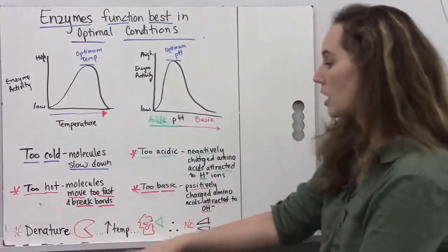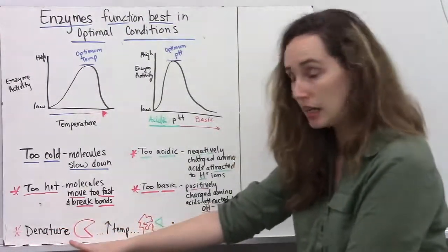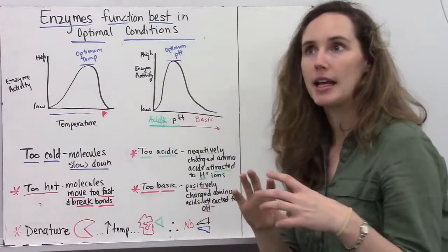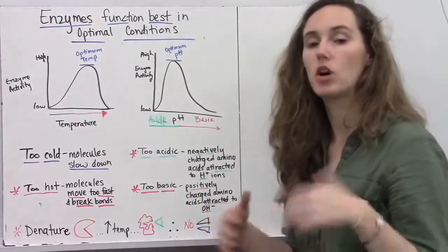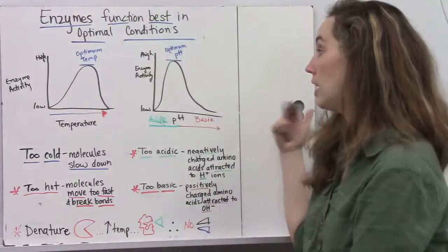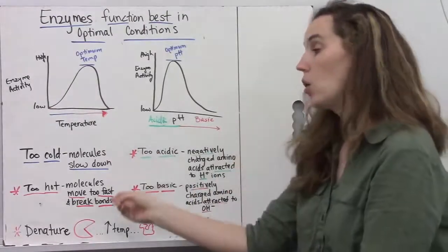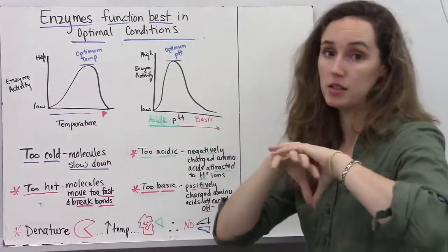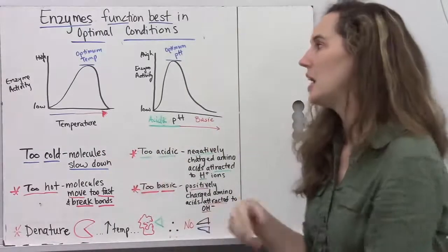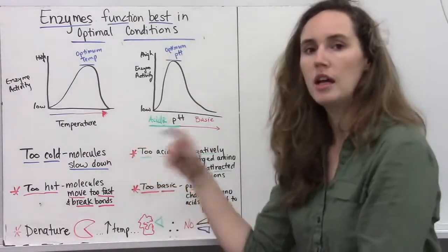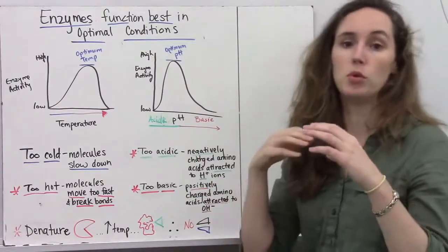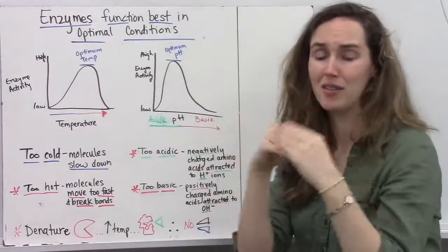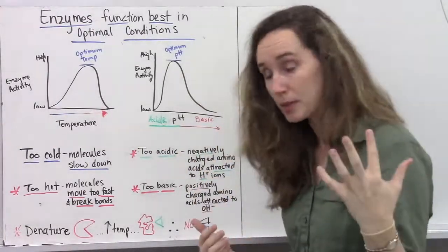Here's my little diagram. And the super sassy science name for the shape changing so much that it can't do its job anymore is called denaturing. So if the environment is too acidic, too basic, or too hot, the enzyme will actually denature. Bonds will break, and the enzyme will come apart. Now, if it's too cold, the enzyme's not going to break, it's just going to be moving so slowly that not a whole lot of interaction between enzymes and substrates is going to happen.